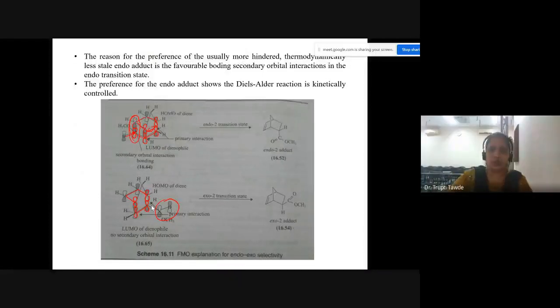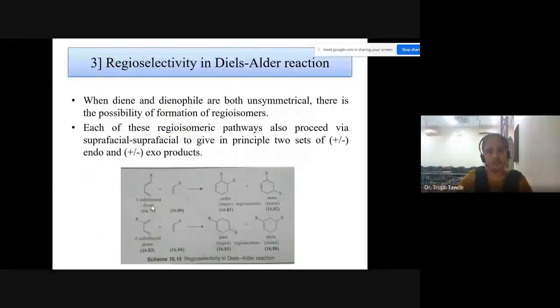The next aspect now, regioselectivity, which is not connected with this topic at all. I'm just taking it because when you discuss stereoselectivity, of course regioselectivity is also important. That means how your dienophile and the diene are interacting and which are the regions where it will be attacking. For example, these rules are fixed. Diene and dienophile, when both are unsymmetrical, there is a possibility of regioisomer.